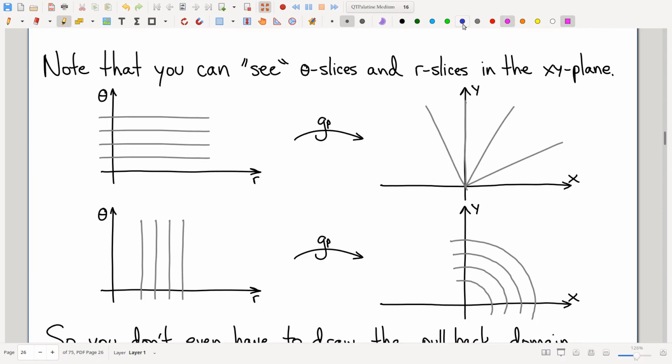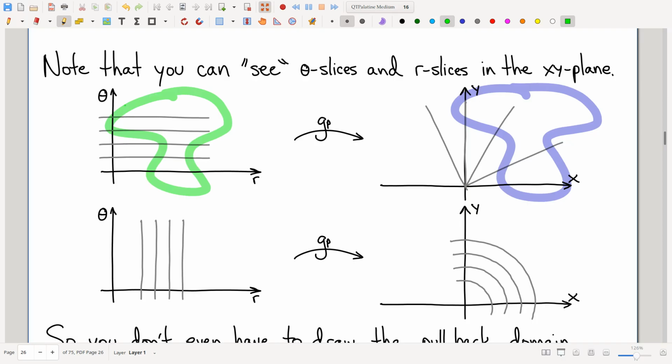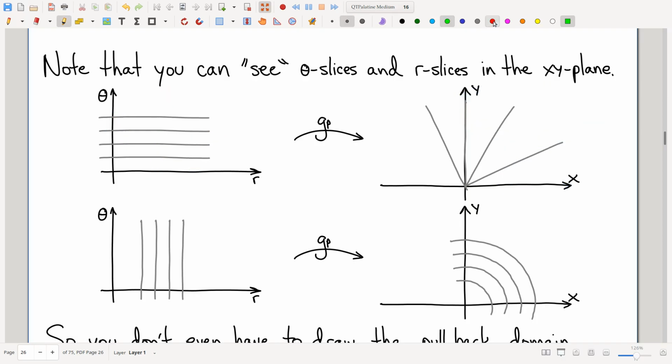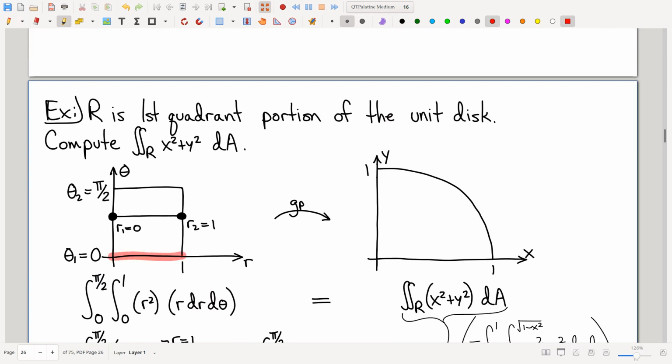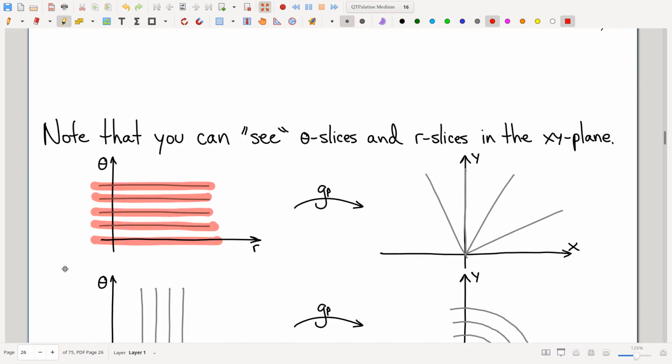If you have your domain, whatever it is, and then you have your pullback domain, whatever that is, as you slice over here in the r theta plane, here I'm doing theta slices. That's what you have to do: slice up your domain. That's what I did here. I sliced this up, starting with theta equals 0 and making my way all the way up to theta equals pi over 2.